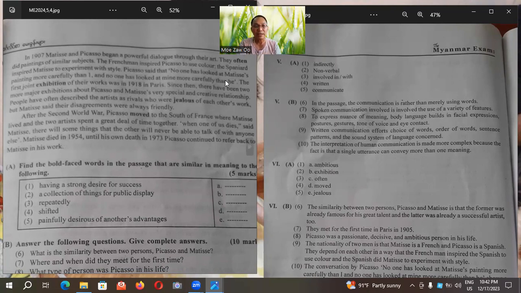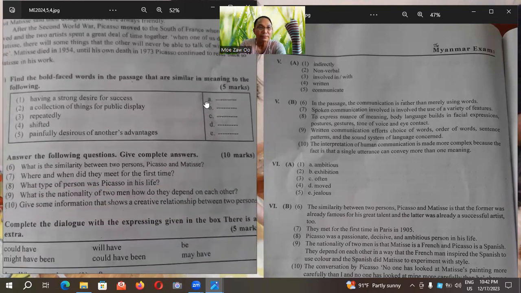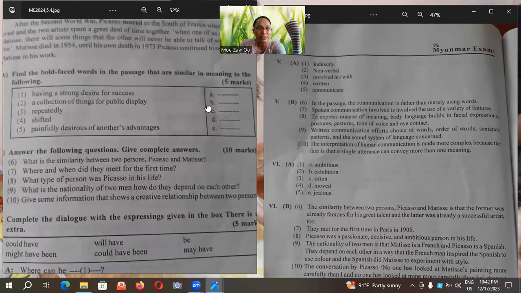Okay, part 6 here. Find the boldface words in the passage that are similar in meaning to the following. Number 1.